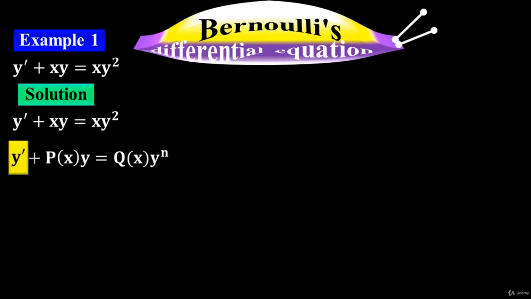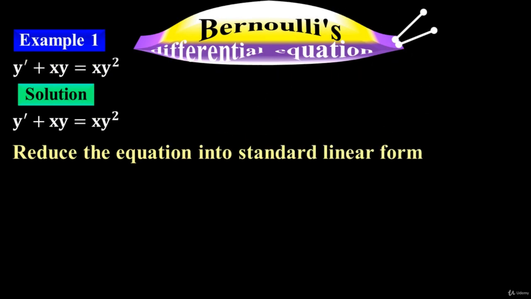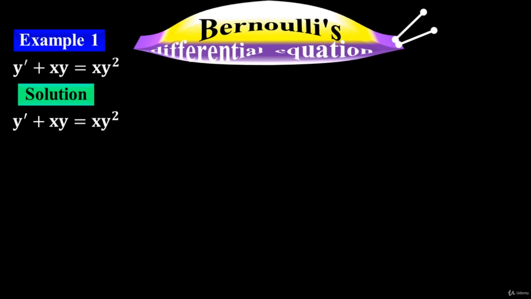You can put y prime here. P of x is x and q of x is also x. y squared is y to the n. And the first thing that I'm going to do here is to reduce the Bernoulli's differential equation into standard linear form. And what is the procedure to change it into standard linear form? There is a procedure, just follow that.